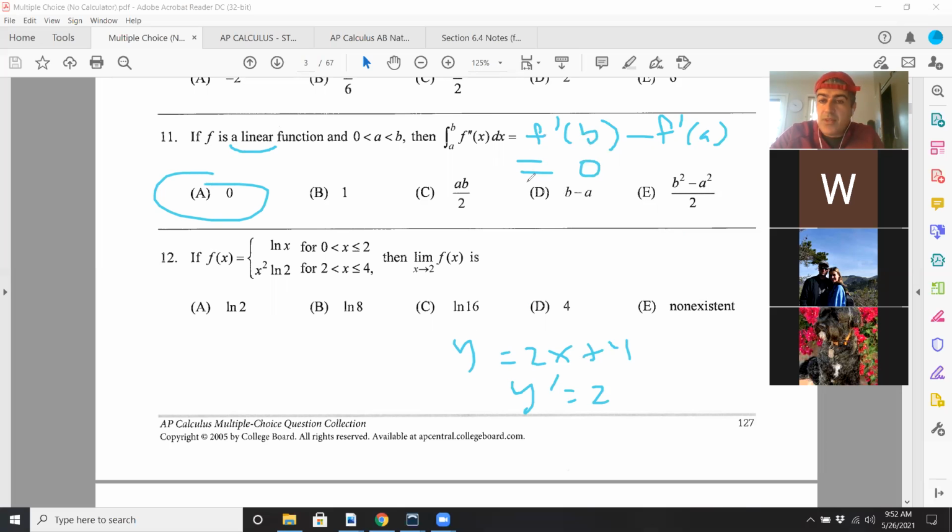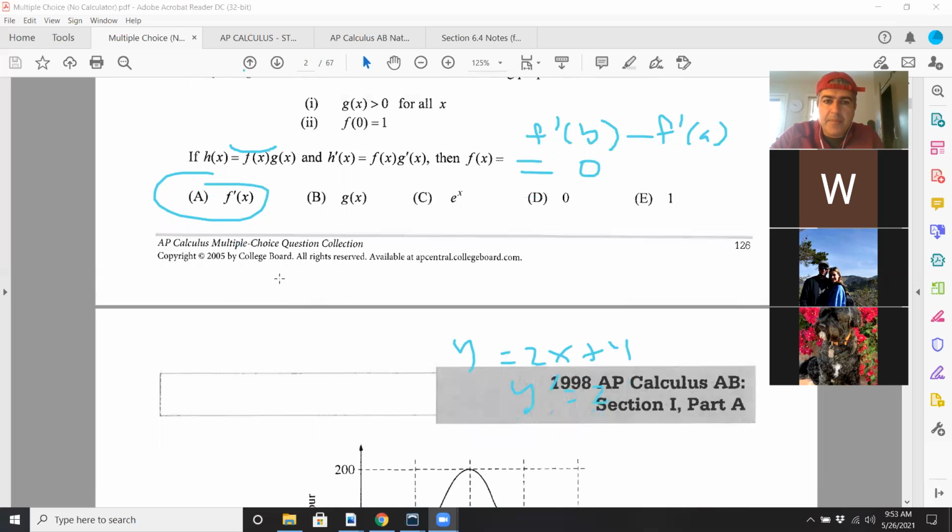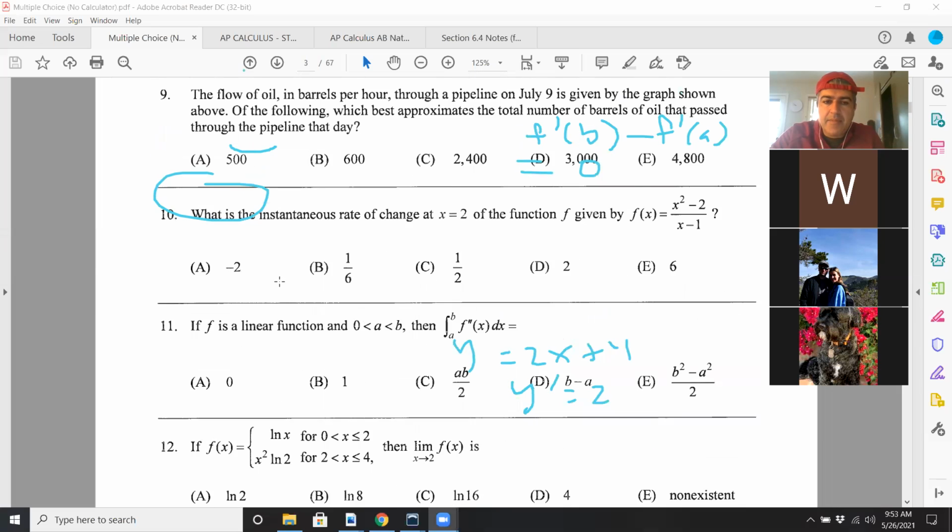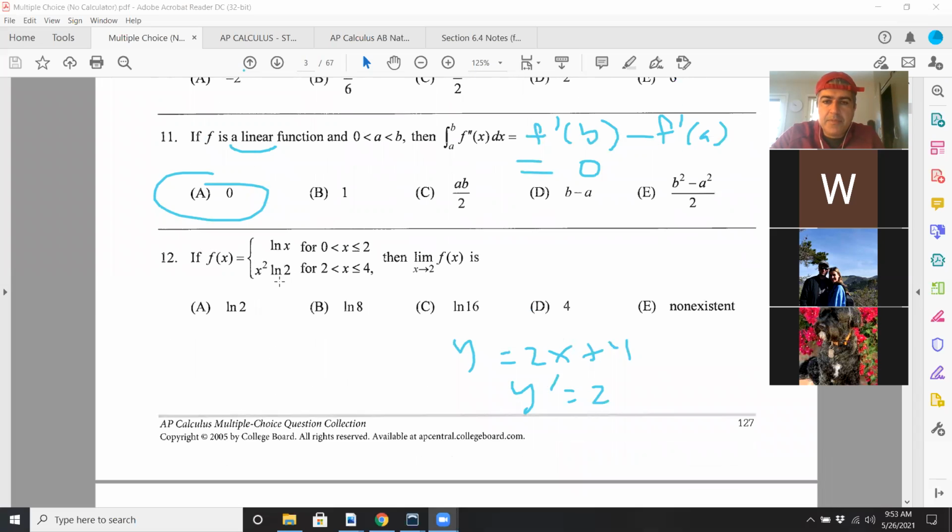So that's why the answer is A. So kind of like a trick question, kind of like what we saw for number 8 here. That's going to be A for number 11. Because again, yes, if you do the FTC correctly, the integral of f double prime becomes f prime b minus f prime a, plugging in the limits of integration. And then you're told it's a linear function.